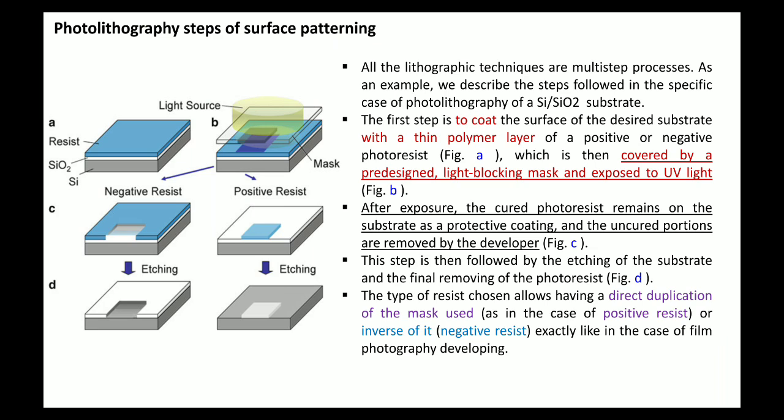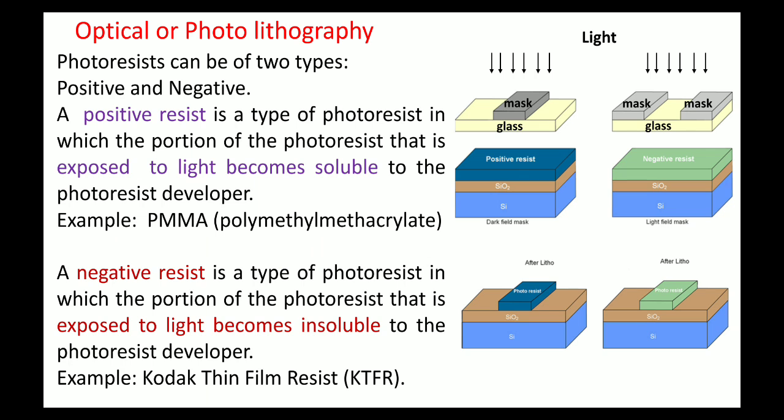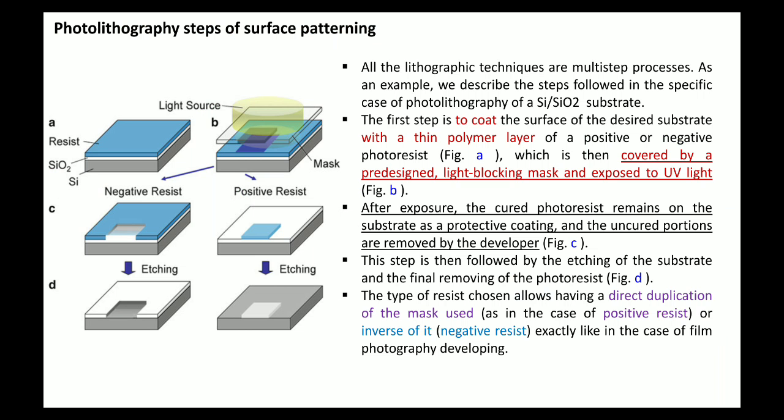Now these are the photolithography steps of surface patterning. So what are the steps involved to make the patterning using the photolithography technique? As I said, photoresist is used to make the pattern. You can see all the lithography techniques are multi-step processes. 3-4 steps, 4-5 steps are involved, so it is a multi-step process.